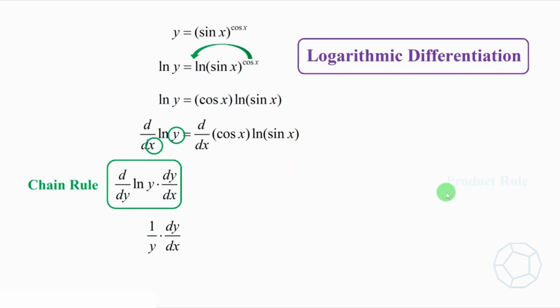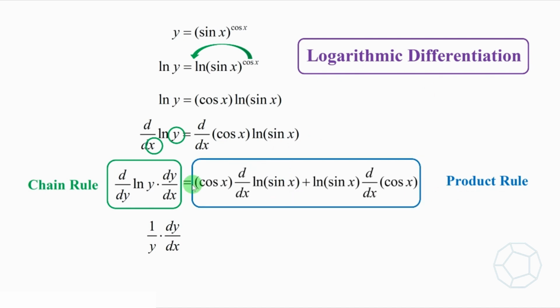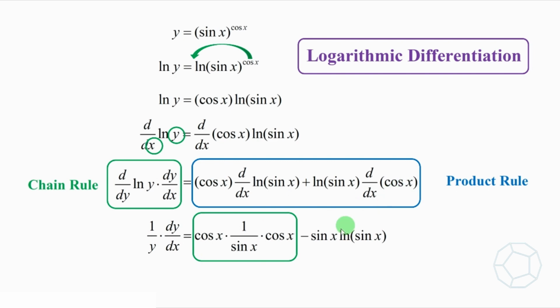For the right-hand side, we use the product rule. Each time we differentiate a function and keep the other one unchanged. Therefore, we have cosine x d log sine x dx plus log sine x d cosine x dx. For the first term, we use chain rule again. So it's equal to cosine x times 1 over sine x times cosine x. For the second term, differentiate cosine x is negative sine x.